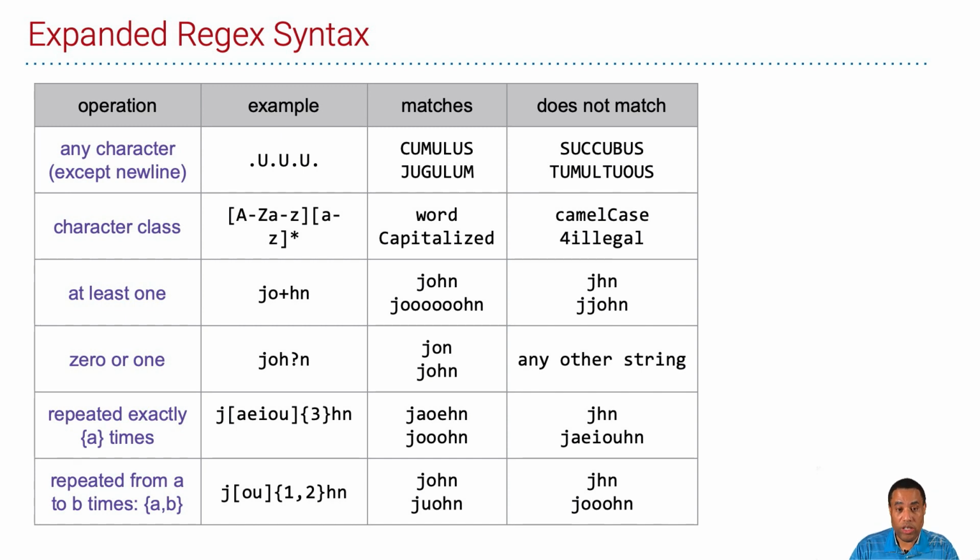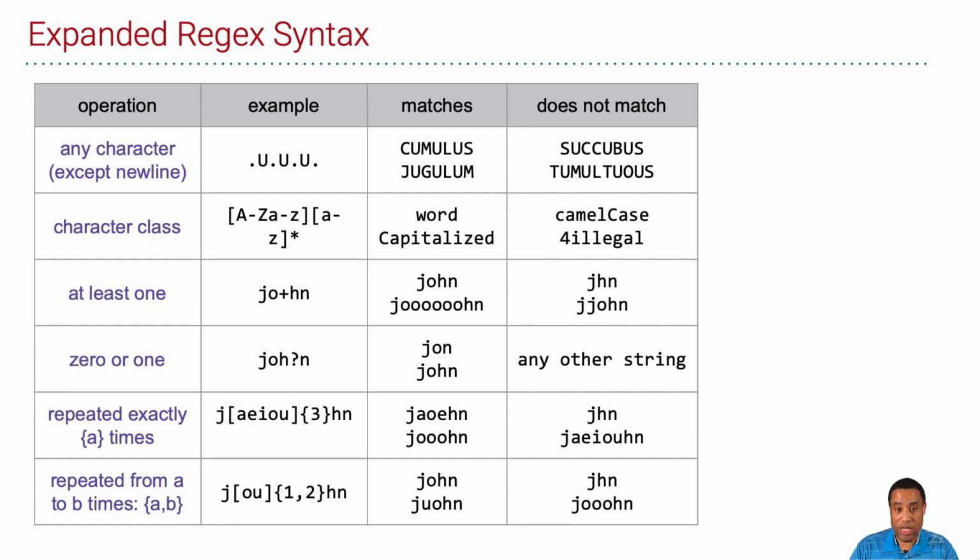Okay, our next one is using the curly braces with a number in it. That will match the preceding operation exactly 3 times repeated. So here we have J, and then we have a character class consisting of A, E, I, O, U, so the vowels, and braces 3, H, N. So what that means is pick one or more of those characters from the character class, repeat them 3 times, and that's it. So it'll match J, A, O, E, H, N.